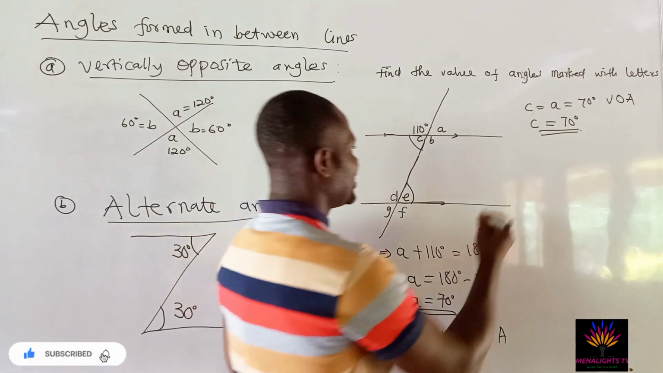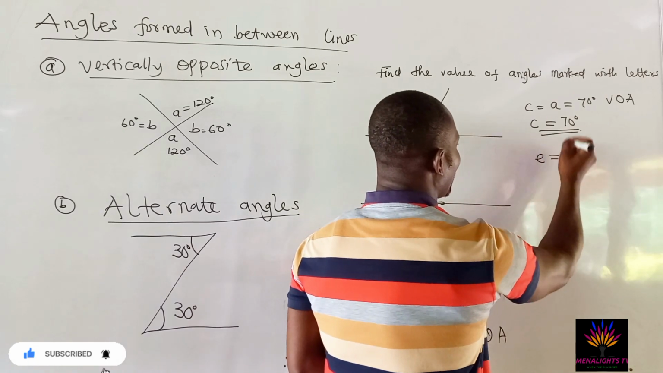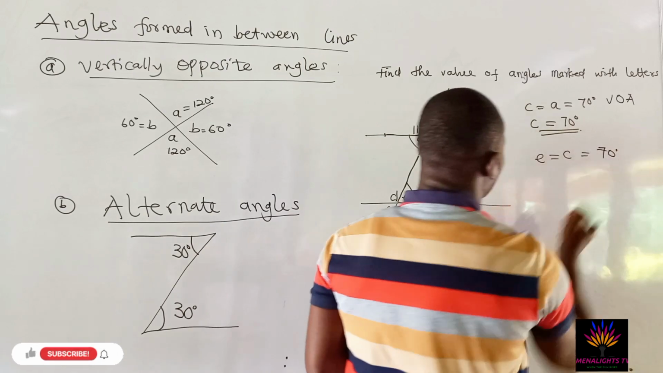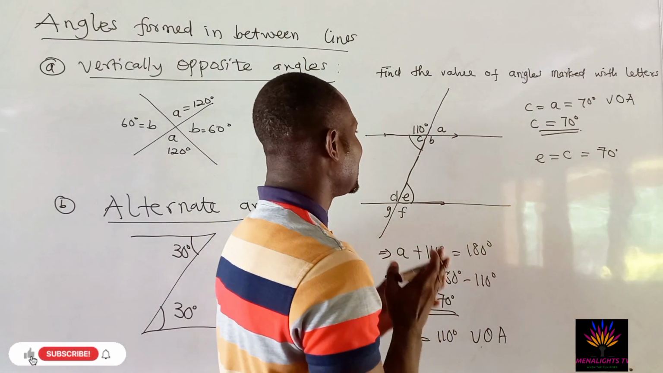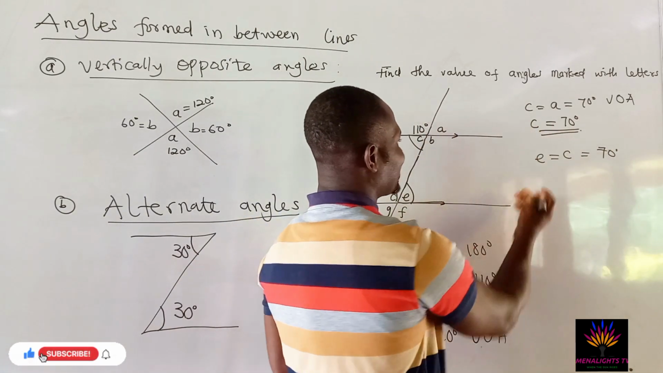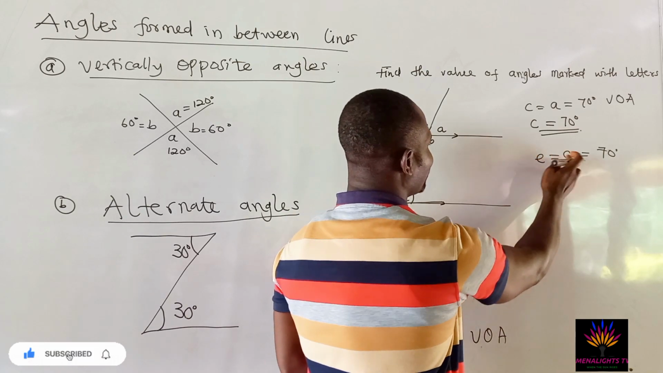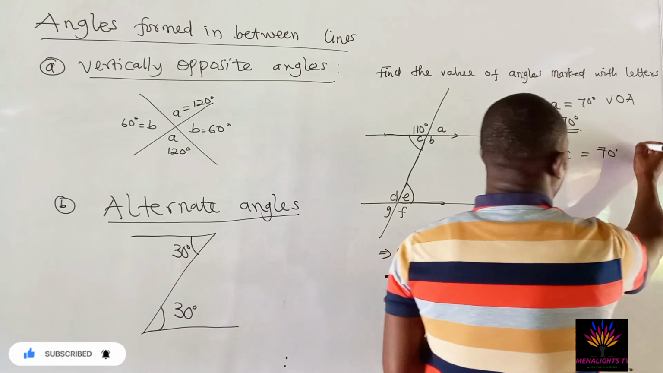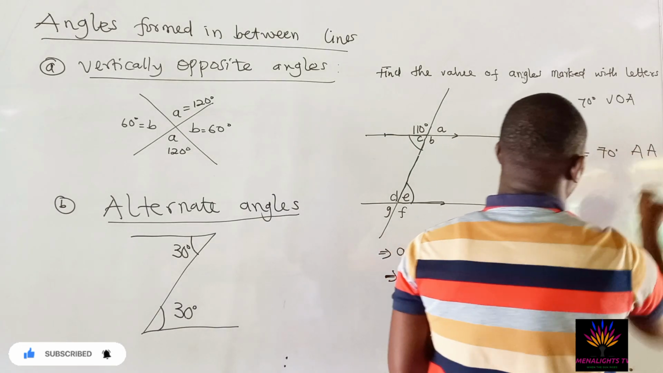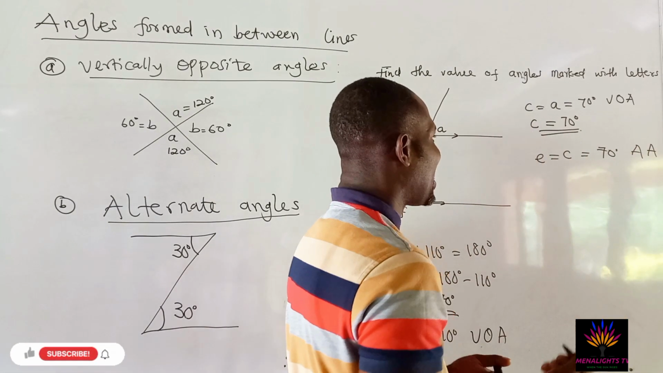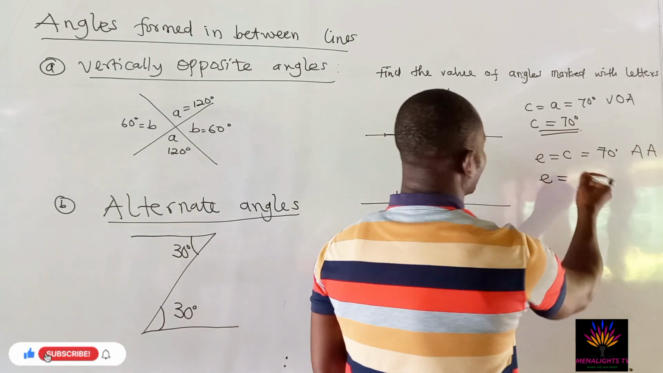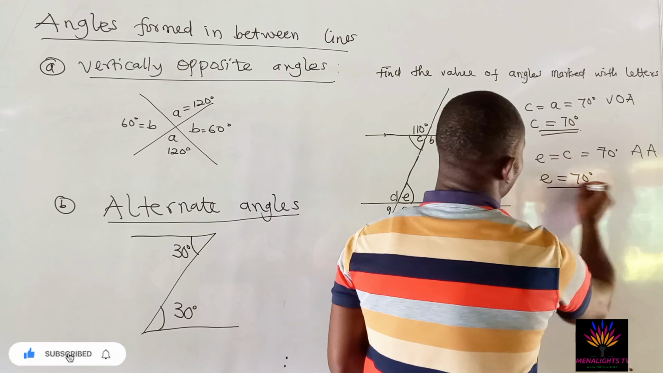So we can say that our E is equal to C, which is equal to 70, because already we know the value of C, which is 70 degrees. What is the reason? Because they are alternate angles. So our E is equal to 70 degrees as well.